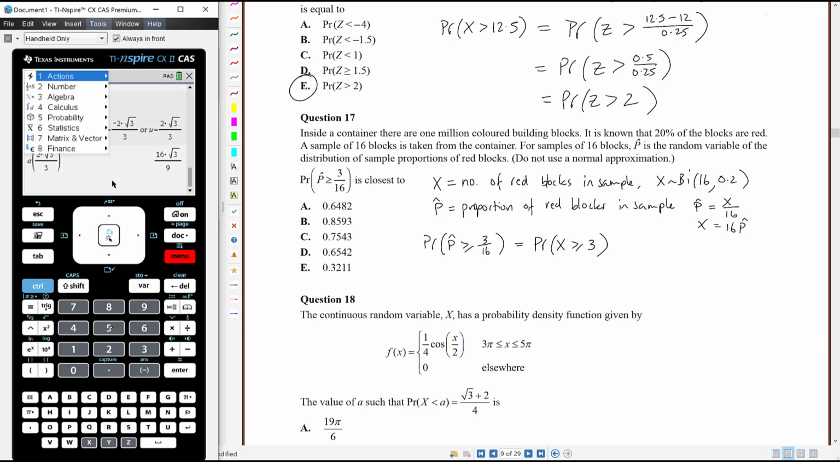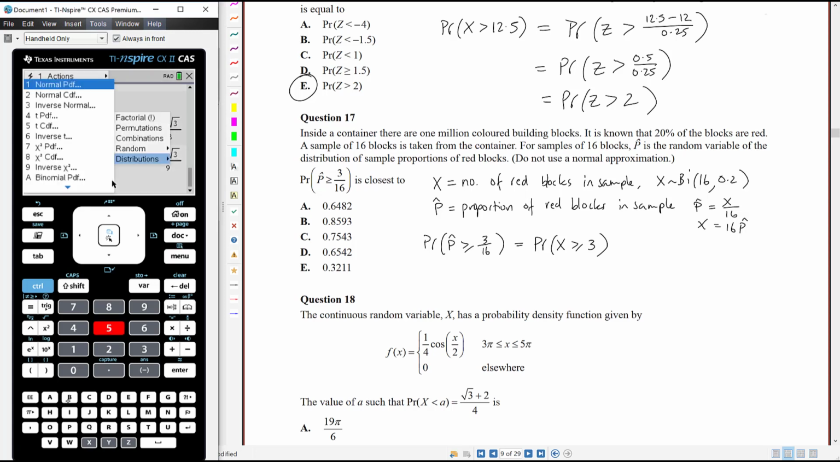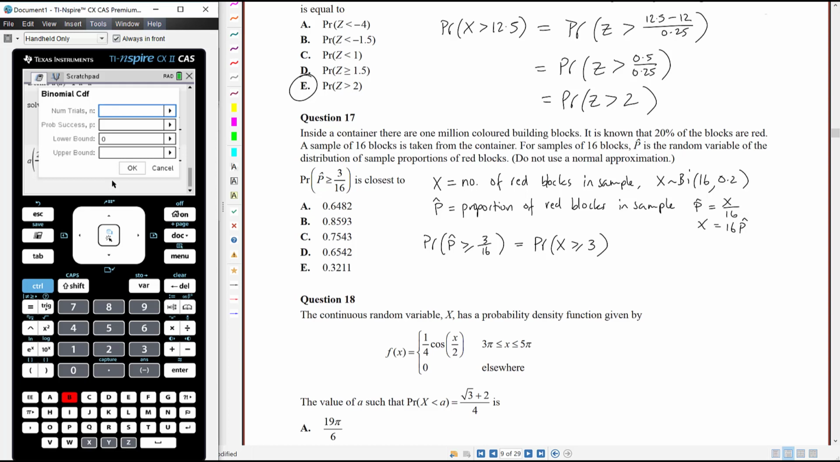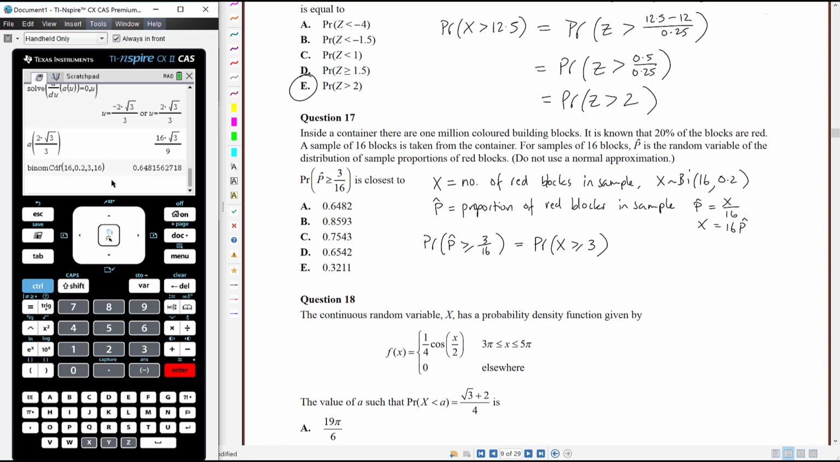So menu 5 5 B for binomial CDF. We want number of trials to be 16. Probability of success is 0.2. The lower bound here is 3 and the upper bound is 16. And so that is approximately 0.6482, which is A.